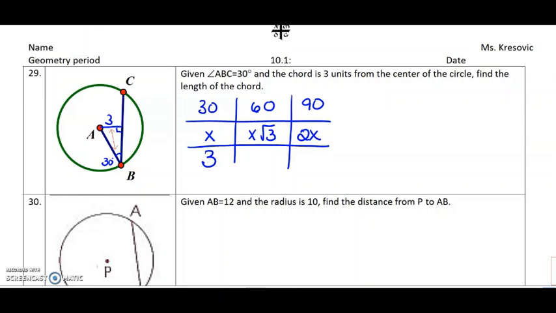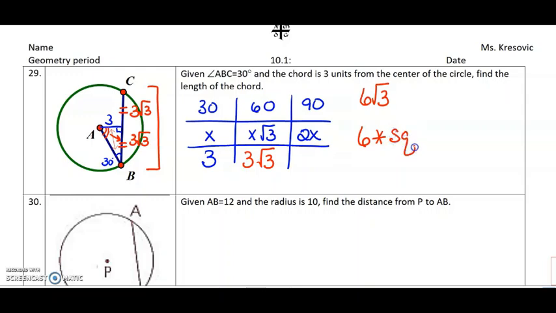I need to know the measure across from the 60 degree angle. So that's going to be 3 times the square root of 3. And if a radius is perpendicular to a chord, then it bisects the chord. So each of those parts is 3 root 3, which means the whole chord is 6 square root 3. When you enter that in Moodle, you're going to type 6 asterisk SQRT open parentheses 3 close parentheses.